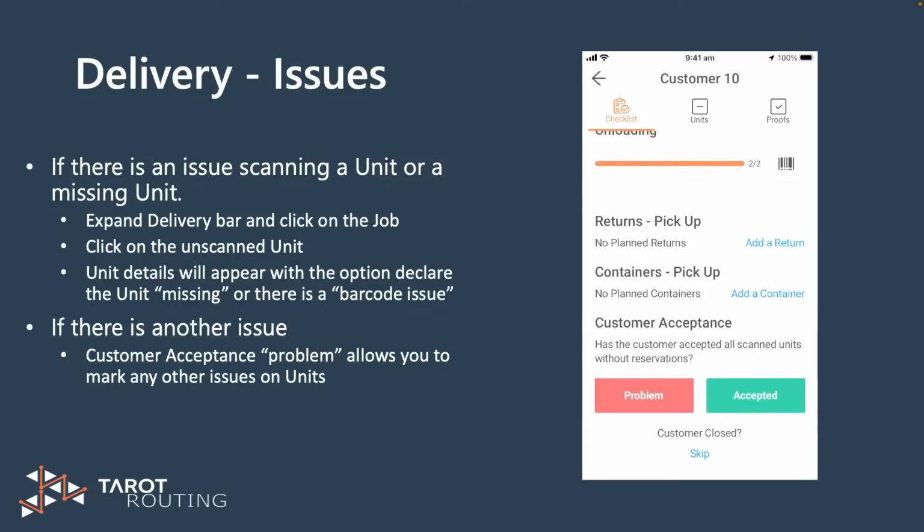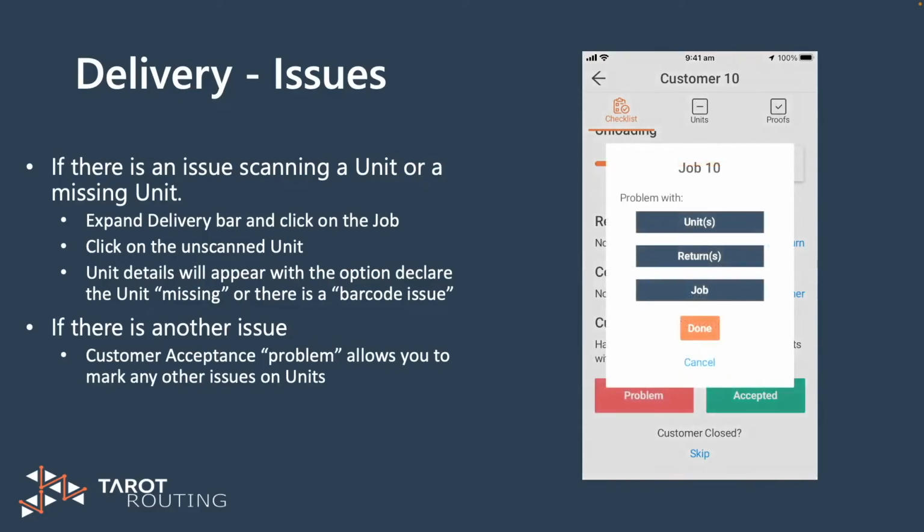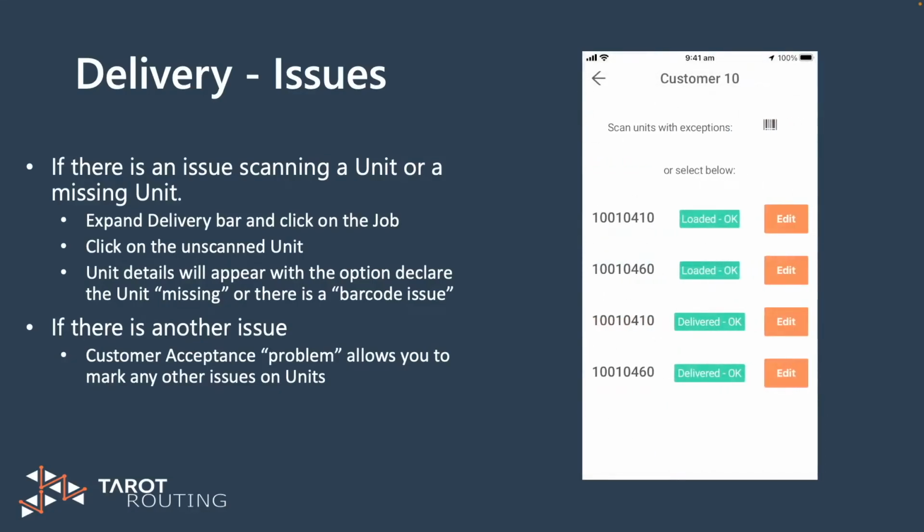Another common issue at delivery is the customer not accepting the delivery for whatever reason. If, after scanning units as delivered OK, the customer raises an issue, you need to hit Problem at customer acceptance. Here, you can mark one or all the units with an exception based on the customer's objection. Let's say, for example, the customer believes one unit is damaged and does not want to accept it. Hit Problem and select the unit by its barcode number.